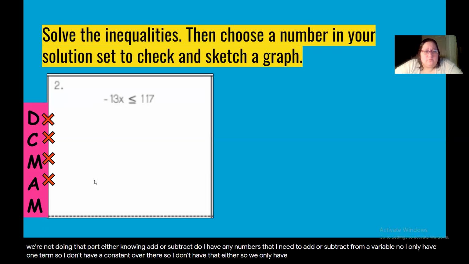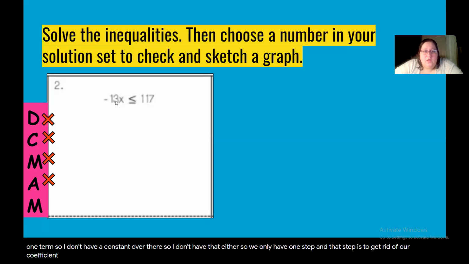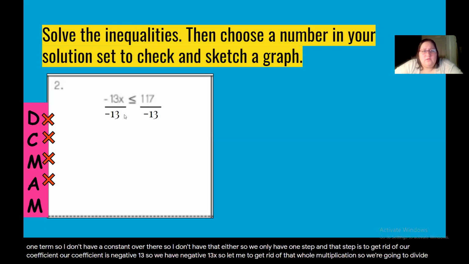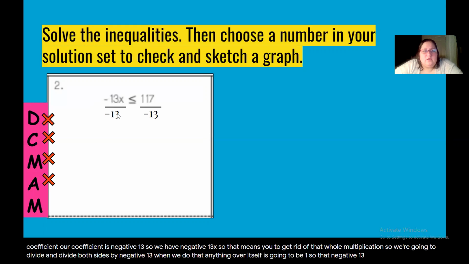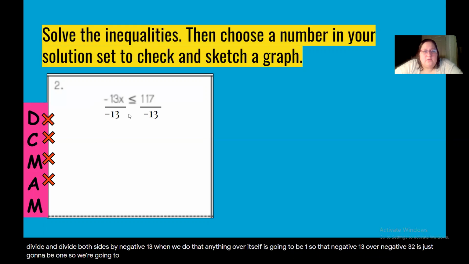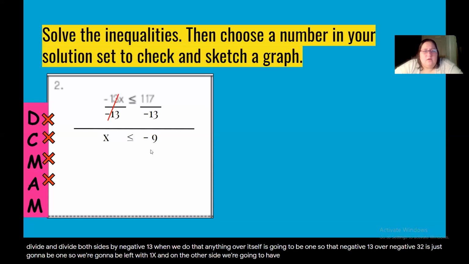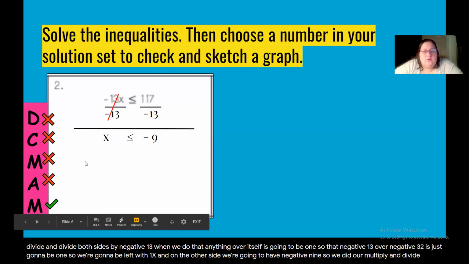So we only have 1 step, and that step is to get rid of our coefficient. Our coefficient is negative 13, so we have negative 13x. That means we need to get rid of that whole multiplication. So we're going to divide both sides by negative 13. When we do that, anything over itself is going to be 1, so that negative 13 over negative 13 is just going to be 1. So we're going to be left with 1x. And on the other side, we're going to have negative 9. So we did our multiply and divide, and so we're done.